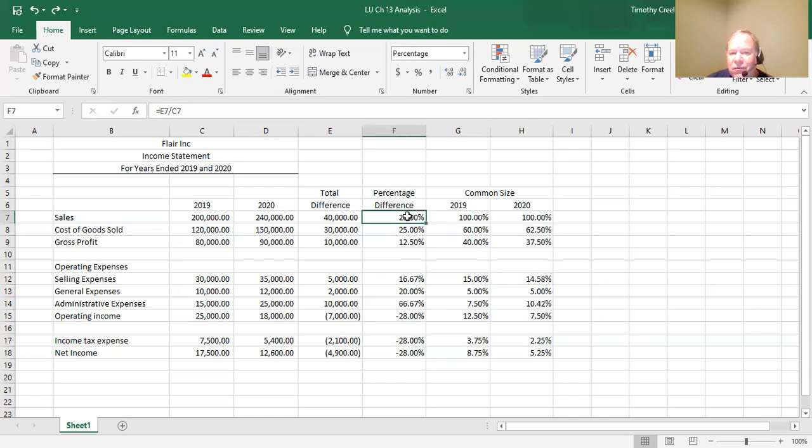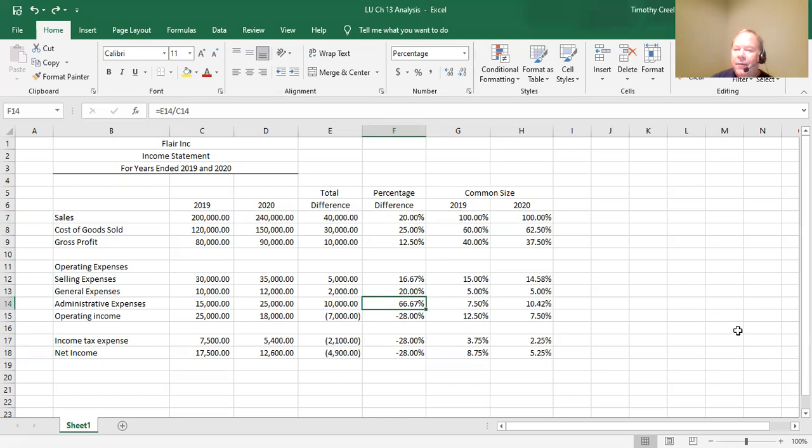If sales go up 20%, that's kind of a threshold. We're looking at what cost rose higher than 20%. If cost rose less than 20%, we could say that we did a good job with that expense. But notice general expenses was right on with sales. A big one is administrative expenses. We're up 66.67%.